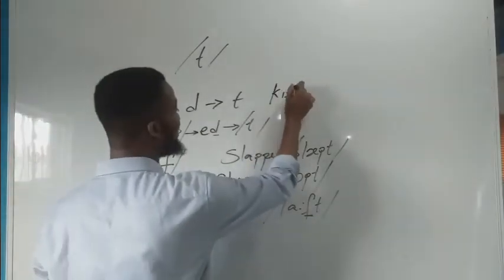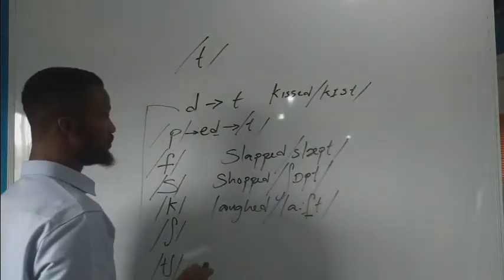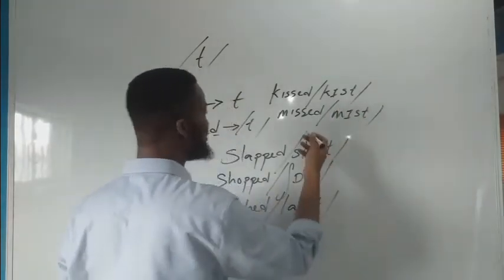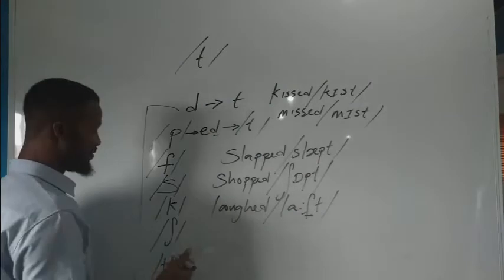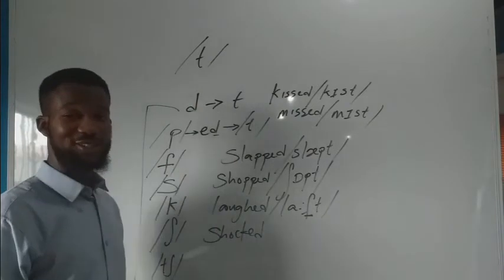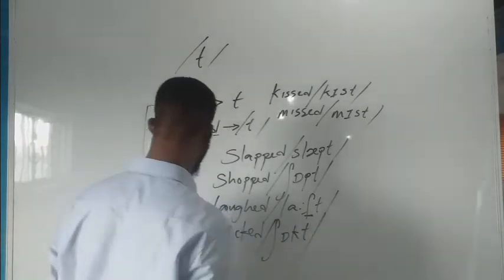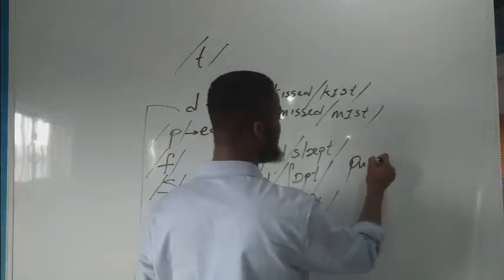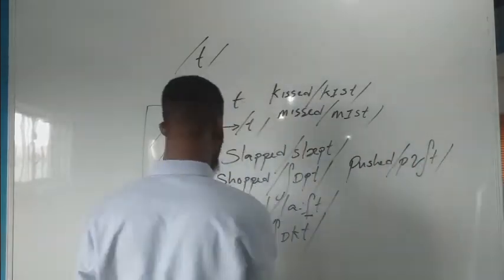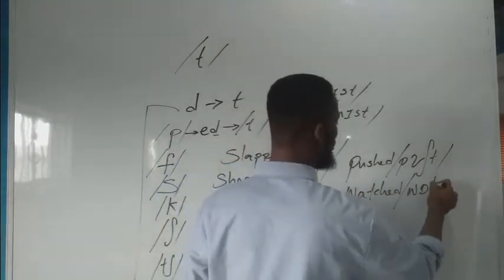If I have KISSED, this word is pronounced as kist. If I have MISSED, this word is pronounced as mist. You see, D turns to T. Even in K, if I have SHOCKED, you don't say I was shocked with a D, you say shockt. So the word is pronounced shockt. We also have it in sh. If you have PUSHED, the word is pronounced as pusht. And if I have WATCHED, this is pronounced as watcht.